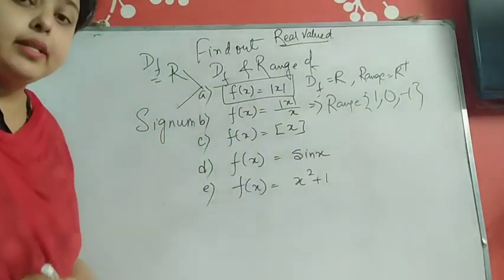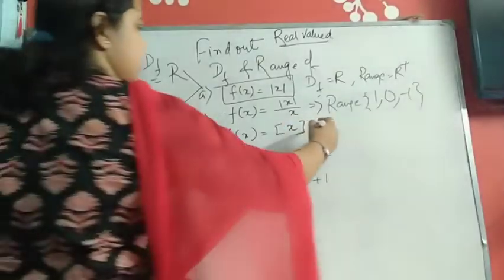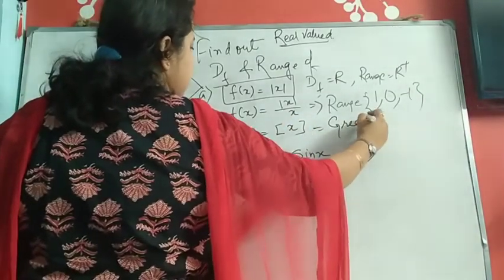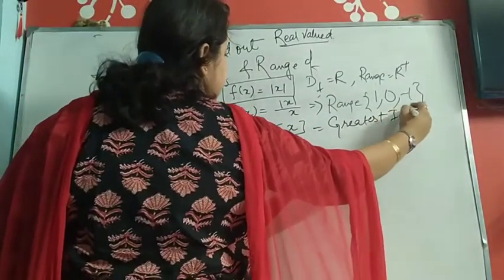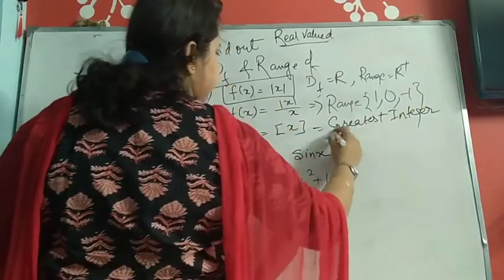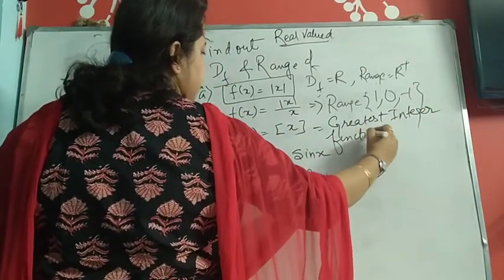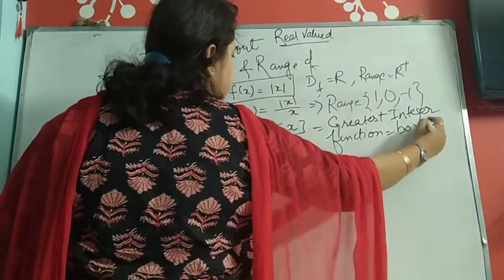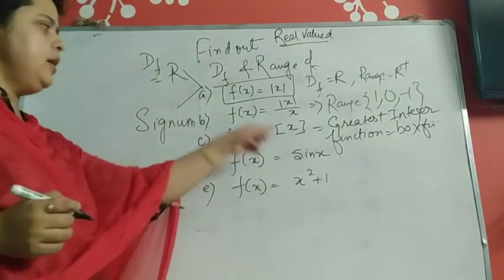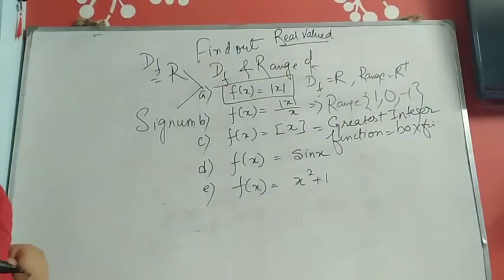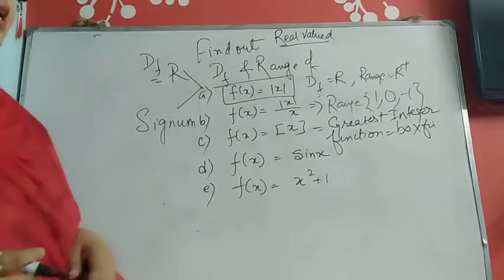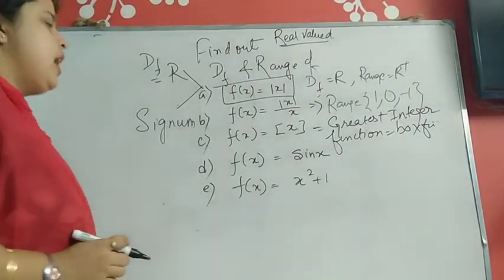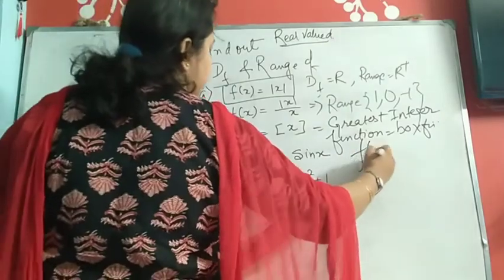Okay, after that, here I have written the greatest integer function. This is the greatest integer function. It is even known as the box function based on the symbol. See, you can see there is a box, and inside it there is an x. It is even known as the floor function.